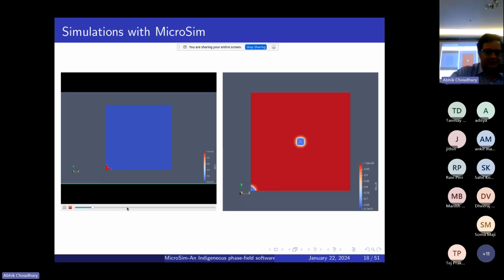This is the classical way phase-field is utilized. You essentially know what microstructure you are getting during solidification. So the dendrite is one of the classic structures that you can model using phase-field, and this is something that can be done in our software as well.